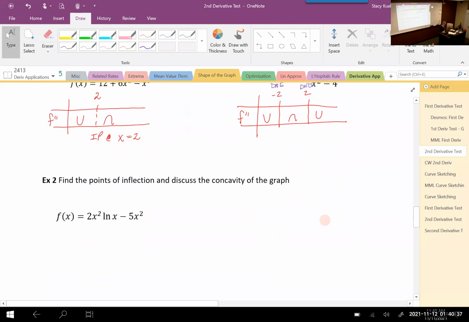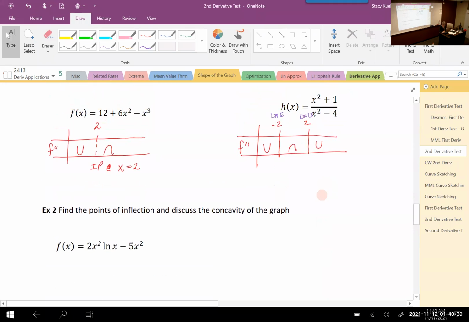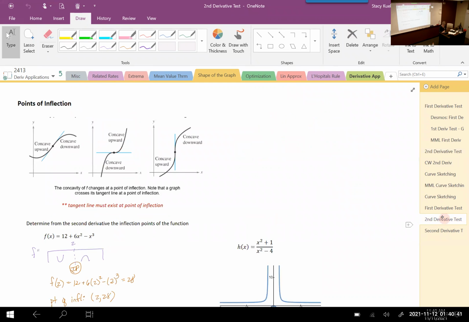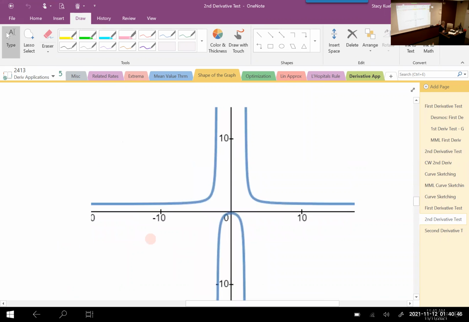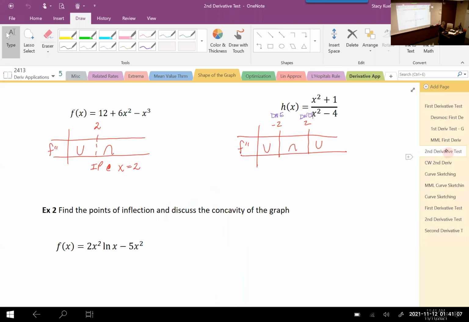All right. And that graph looks like this. That's the picture of that graph. See how it's concave up, then concave down, then concave up again, but nowhere in there, because there are asymptotes occurring on the original function, does it actually change from concave up to concave down or vice versa. Okay, so you want to keep track of that.